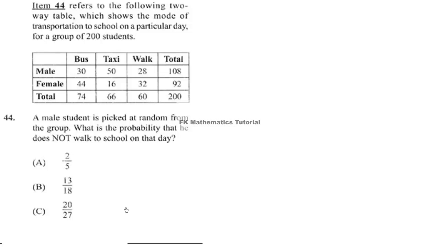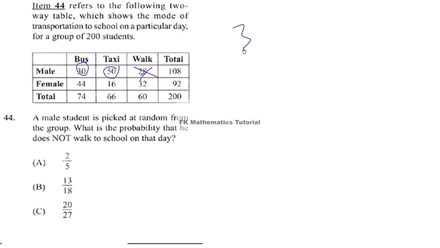Item 44 refers to the following two-way table, which shows the mode of transportation to school on a particular day for a group of 200 students. So we can see the table here. A male student is picked at random from the group. What is the probability that he does not walk to school on that day? So if he does not walk to school, a male student, then either he took a bus or a taxi.